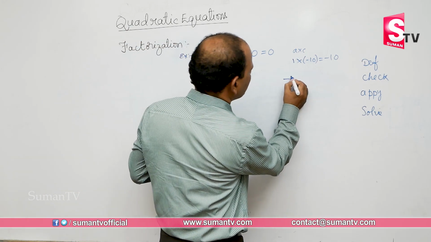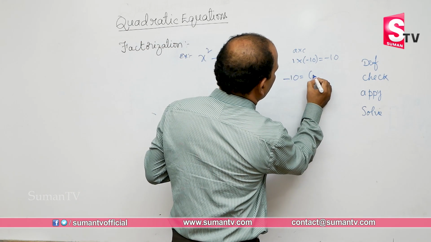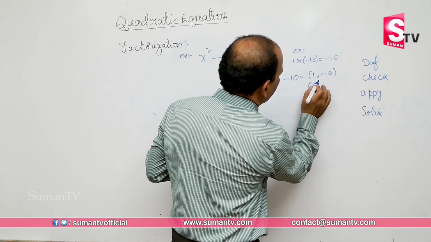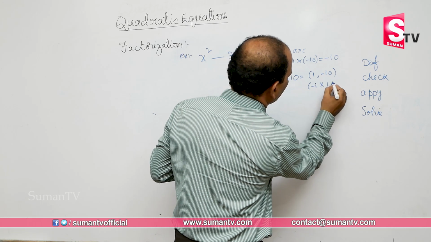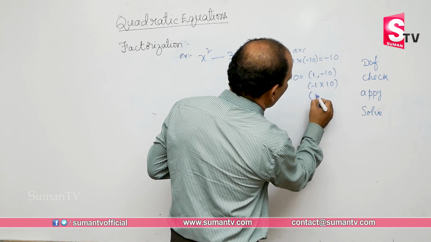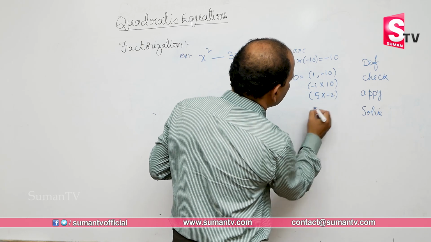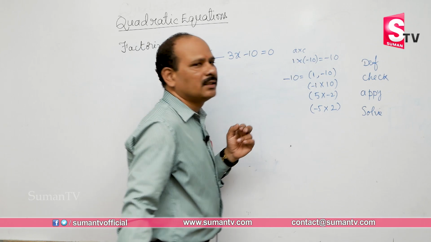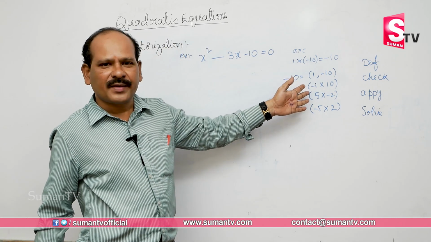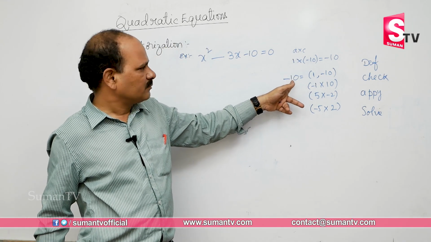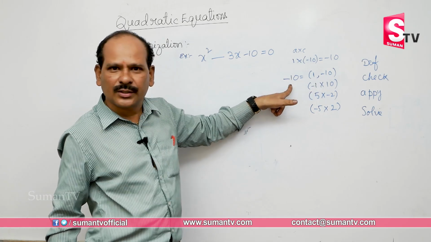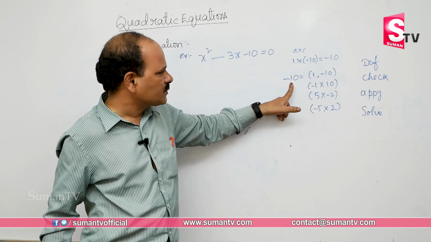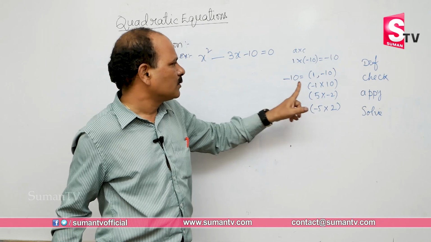See, minus 10 factors I am writing. 1 and minus 10. Minus 1 into 10. 5 into minus 2. Minus 5 into 2. These are the 4 pairs of factors of minus 10. 1 into minus 10 is also equal to minus 10. Minus 1 into 10 is also equal to minus 10. 5 into minus 2 is minus 10. Minus 5 into 2 is also minus 10.